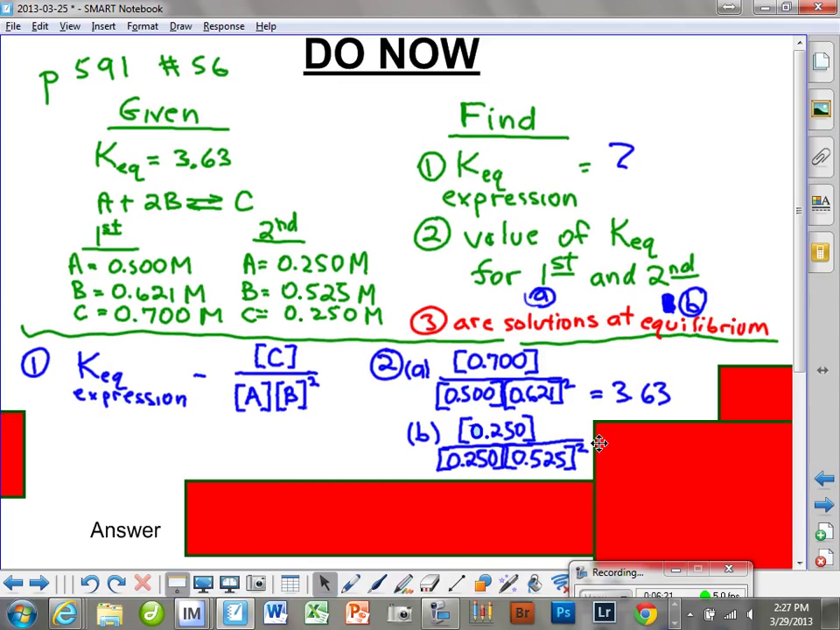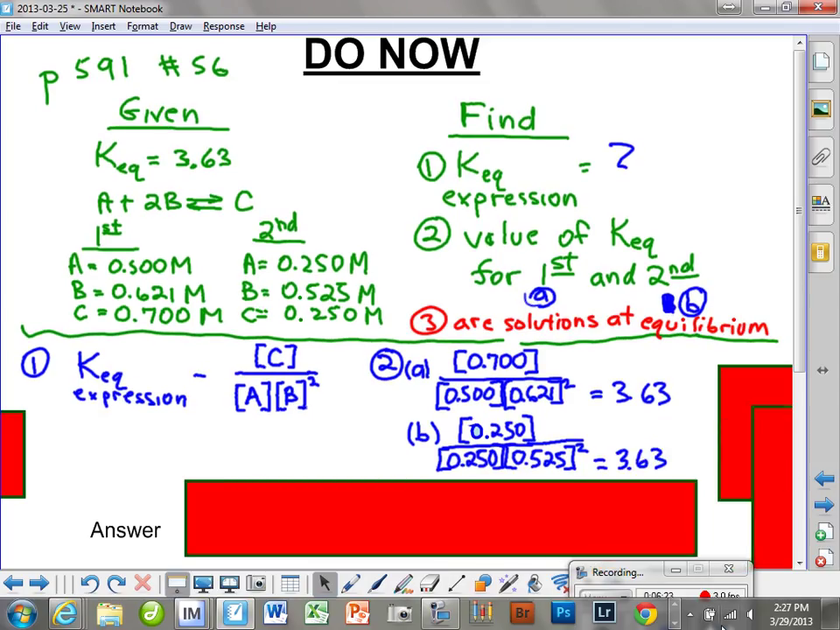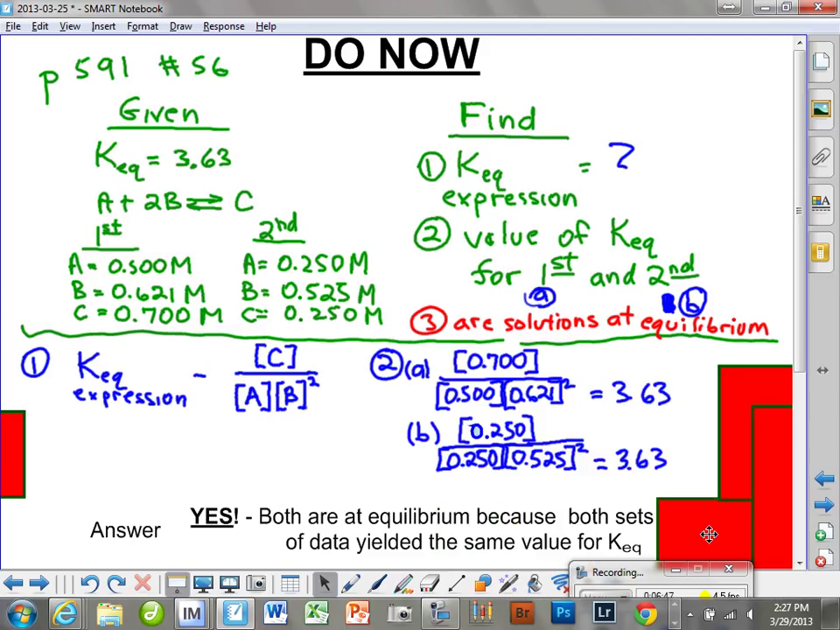At any rate, this also works out to 3.63. That's how these two sets of numbers are related. They are both solutions at equilibrium, solutions of the same three compounds. So, the answer, very nice. We are at equilibrium with both of them.